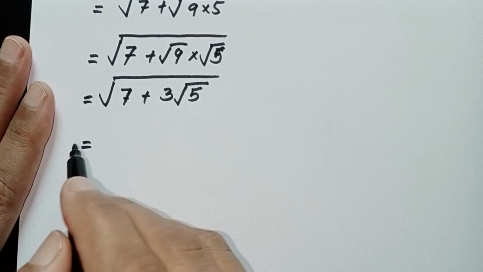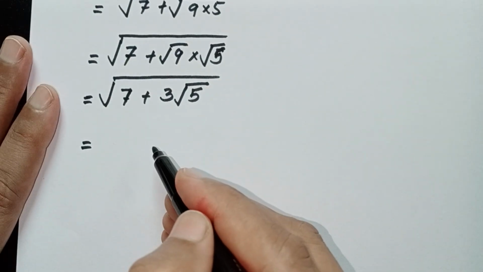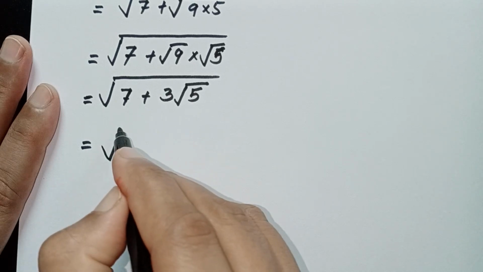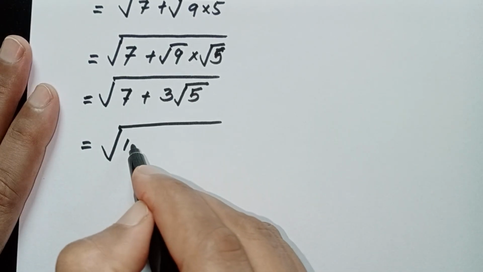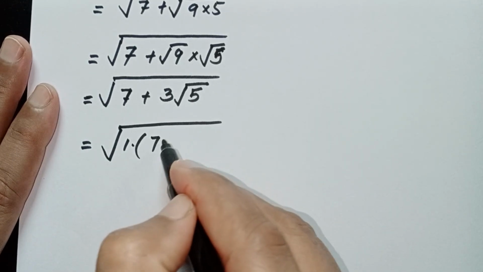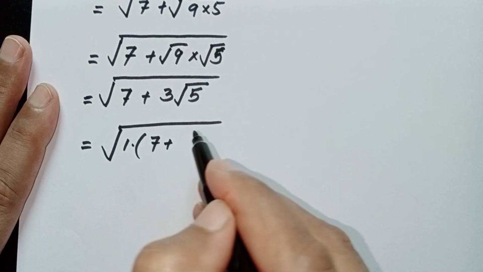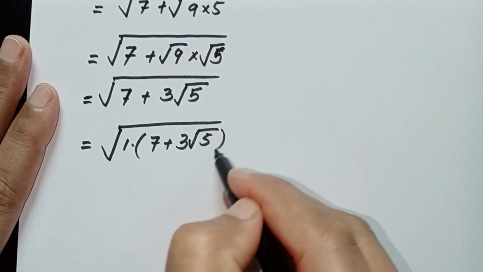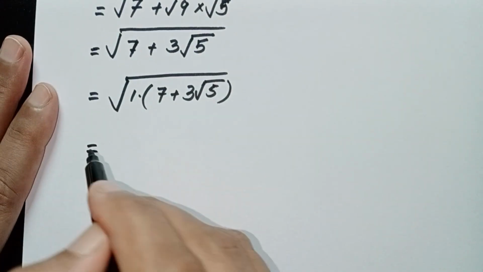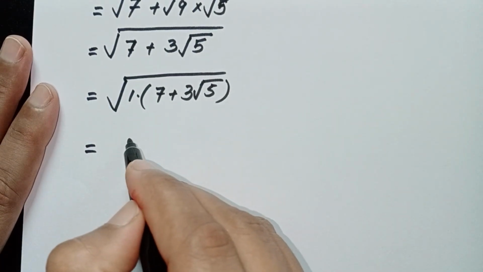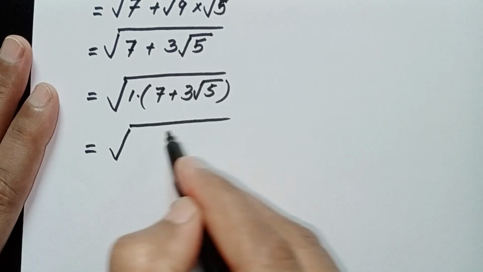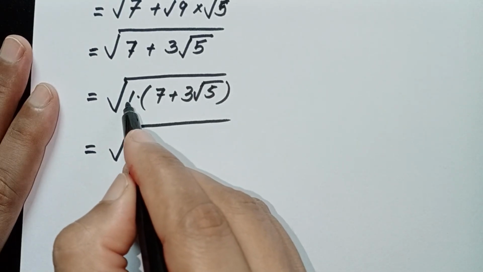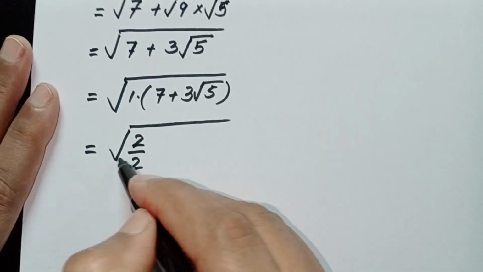So in this step we can multiply the expression 7 plus 3 times square root 5 by 1, that is, 1 times 7 plus 3 times square root 5. For 1 we can write 2 over 2, because 2 over 2 will cancel out with each other and it will give us 1 again.